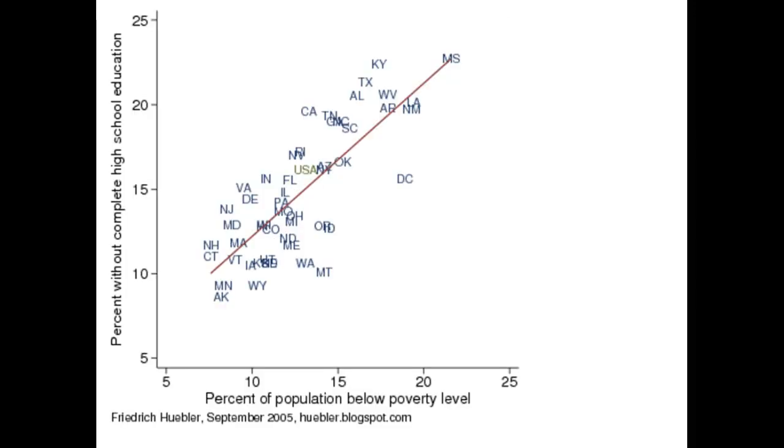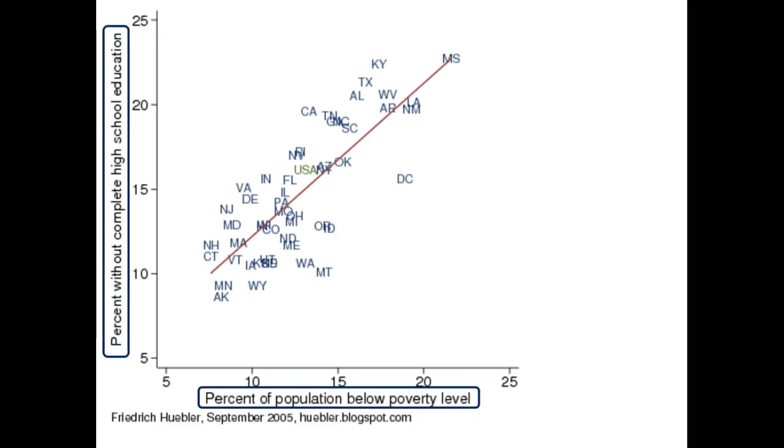This scatter graph shows data for all 50 of the United States from 2005 for two variables. Variable X is the percent of the population living below the poverty level. Variable Y is the percent without a complete high school education. The line of best fit indicates an upward trend.